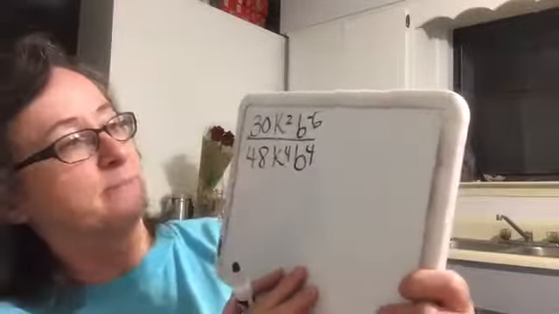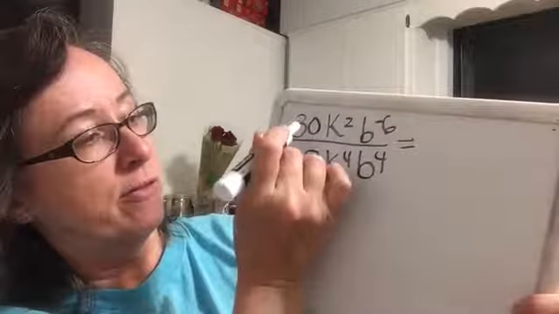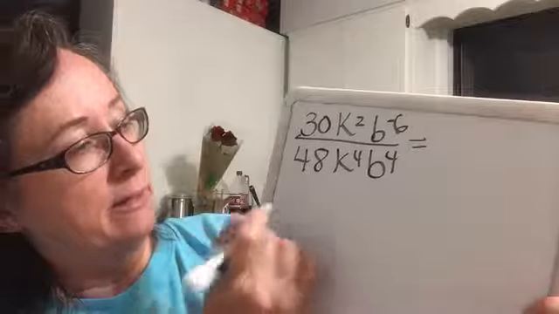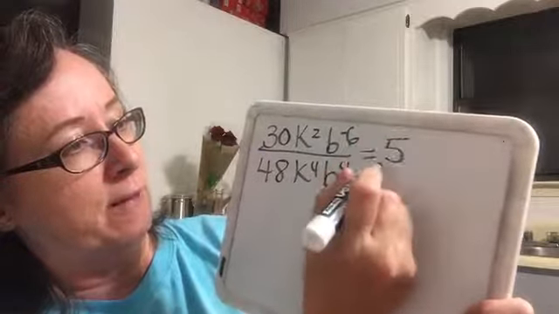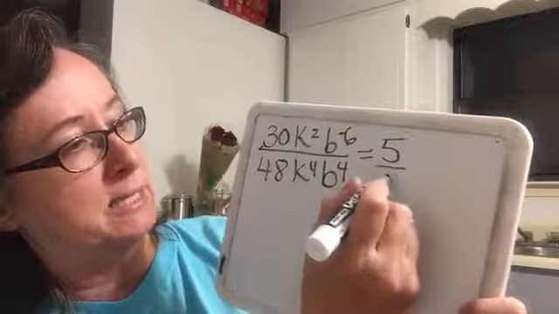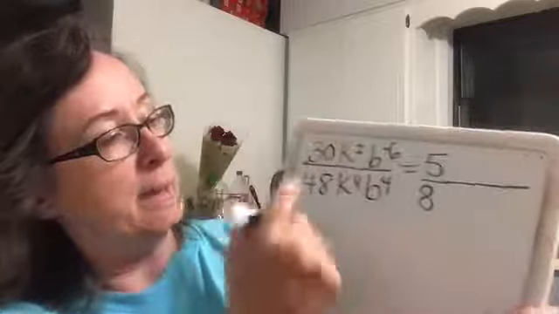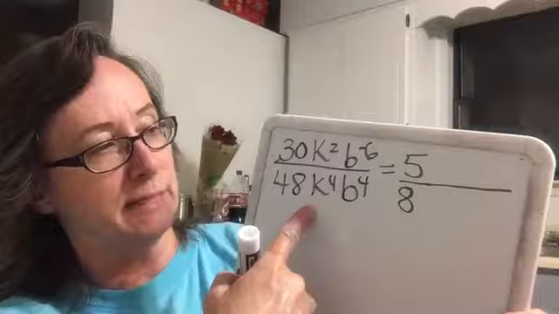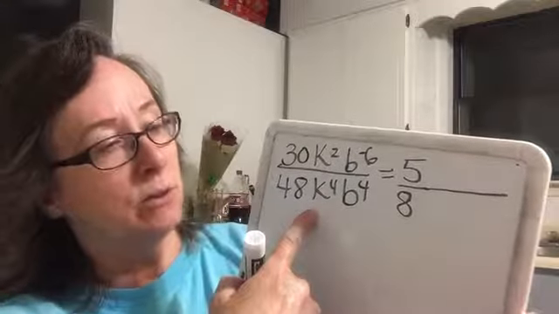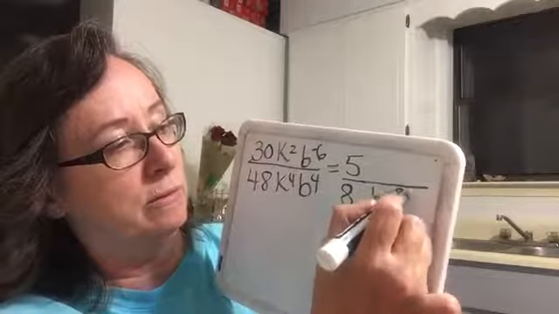And our last problem for this video is right here. So we're going to again take care of our 30 and our 48. I know they both divide by 6, so 30 divided by 6, we get 5. 48 divided by 6, we get 8. And when we divide our k's, we subtract the exponents, we get k to the negative 2, meaning it needs to go downstairs and become a k to the 2.